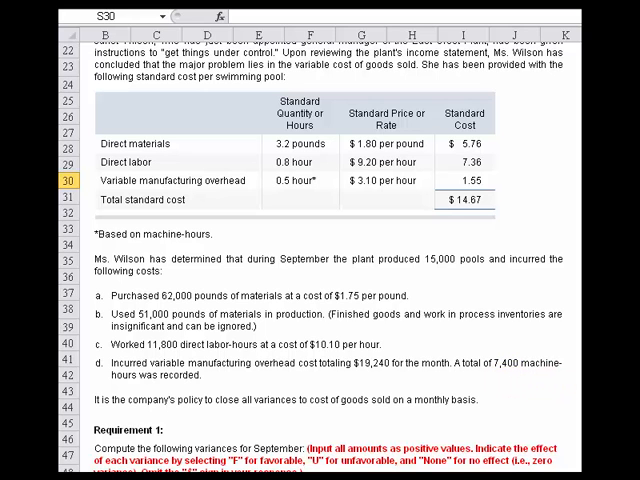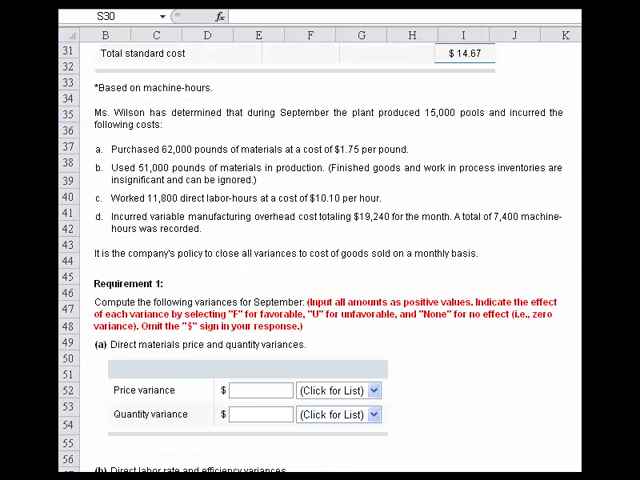Okay, it's the company's policy to close all variances to cost of goods sold on a monthly basis. Requirement 1 asks us to compute the following variances for September. And the variances are the direct material price and quantity variance. Okay, now let me show you how I worked this problem. And it's worked ahead of time, but I'll walk you through what I came up with.